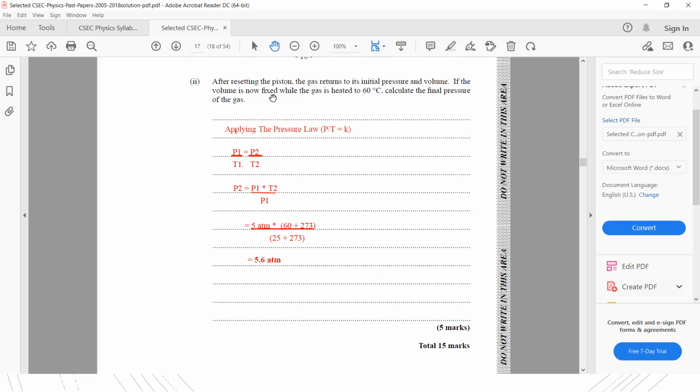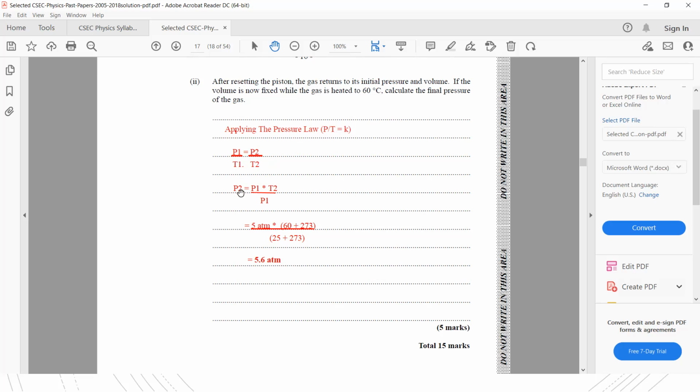The volume is now kept constant, so what we have to do is apply the pressure law, which says that P over T, in mathematical form, is a constant. So we know that P1 over T1 is equal to P2 over T2. Right? So if P over T is a constant, then all values of P and the corresponding values of T, when we divide them, we should get a constant.